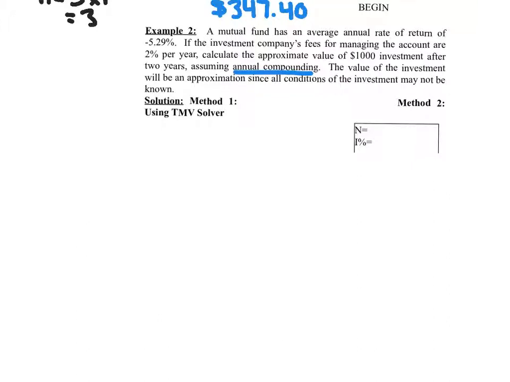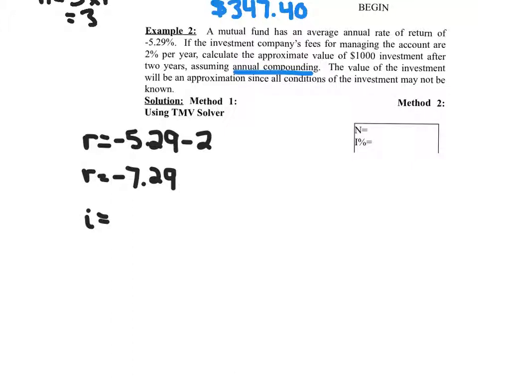So let's just talk about the interest rate. First of all, the rate of return is actually a negative number this time, and they're taking away 2% of that, so we get a negative 7.29% value. When we put that into decimal form, it's negative 0.0729, divided by 1 because of the annual compounding. The time frame we're looking at is 2 years. Annual would be times 1, so it gives us a value of 2. And our principal investment is $1,000.